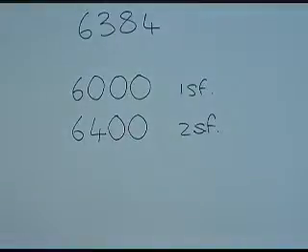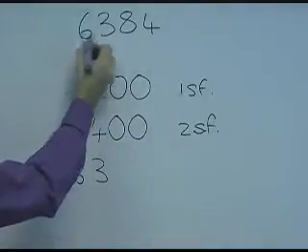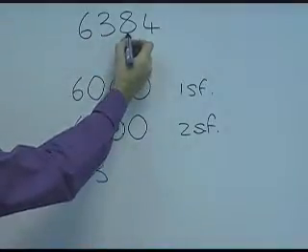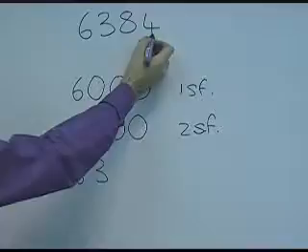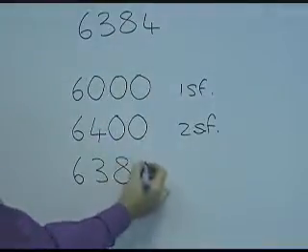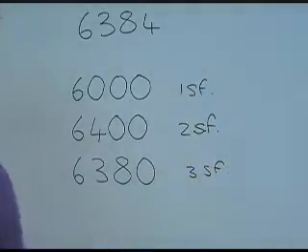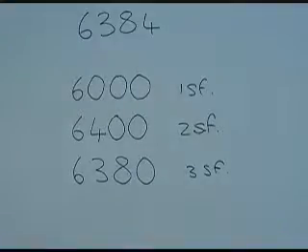The last one, I'm going to do three significant figures. That's going to start the same, 6, 3. The third significant figure, which is 8. Before I write it, I must check the next one, which is 4. 4 is less than 5, and so that stays as an 8. I stick a zero on, ending up with 6,380, to three significant figures.